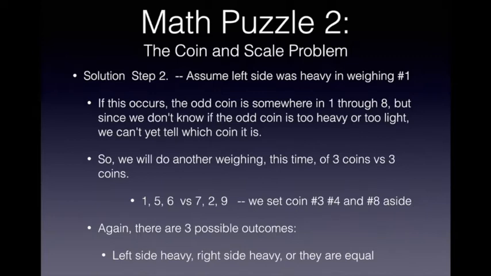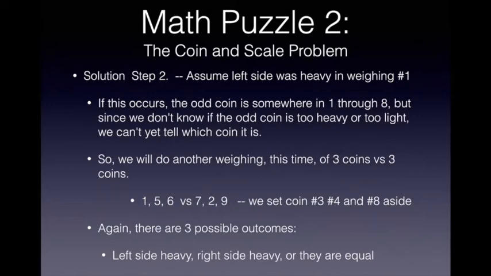So notice on the left side, we've left coin number 1 where it was. It started on the left and it's still on the left. 5 and 6 we've already weighed, but they were on the right side last time, so now they're going to be on the left. 7 we've already weighed, but it was on the right side and it's staying. 2 we've already weighed, but it was on the left side and it's swapping. And 9, well, 9 we know is a good coin, right? Because we knew the problem is in 1 through 8. And we're setting aside coin 3, 4, and 8.